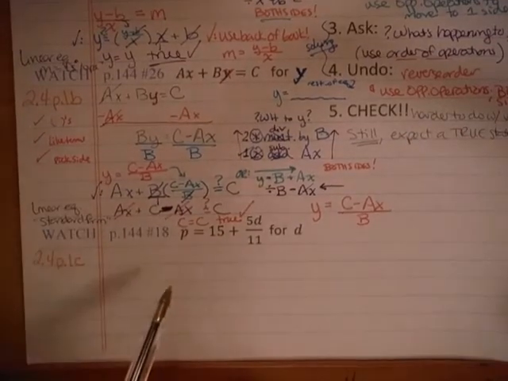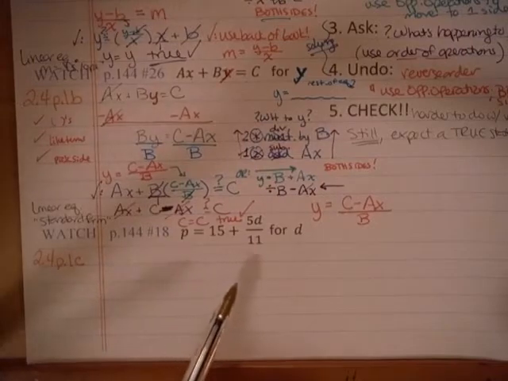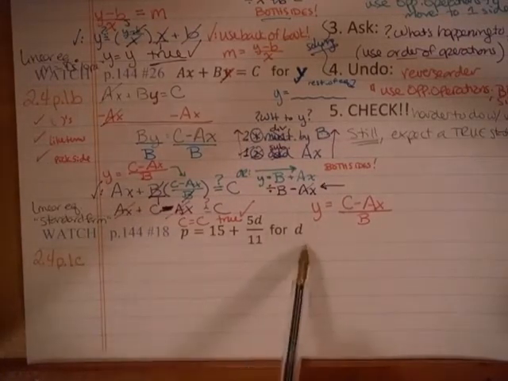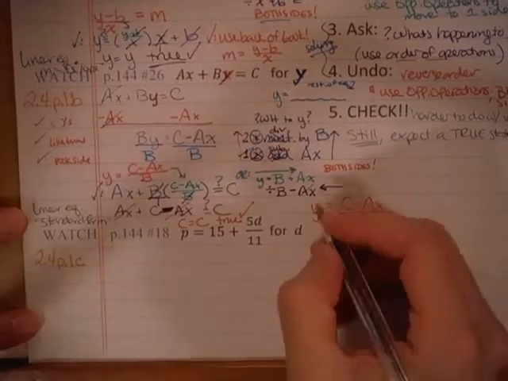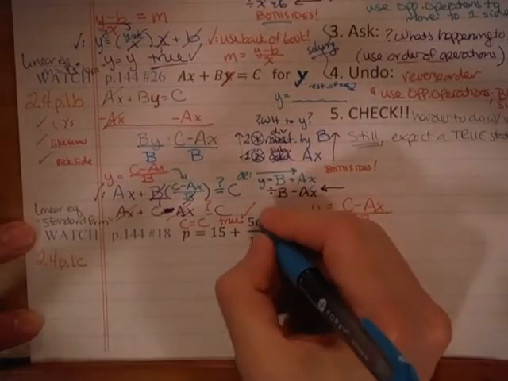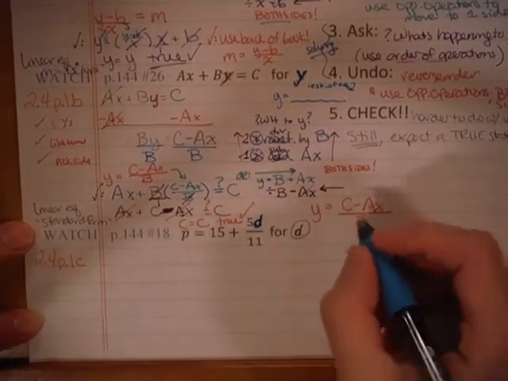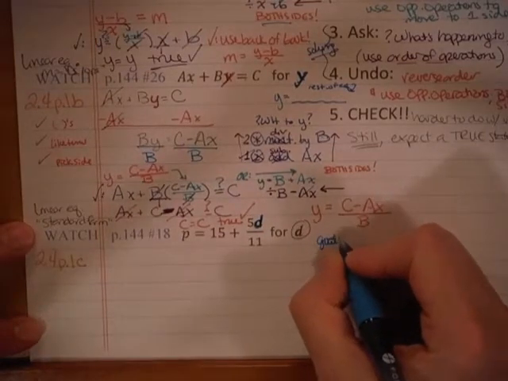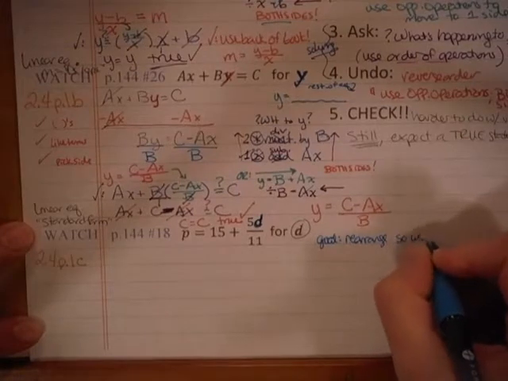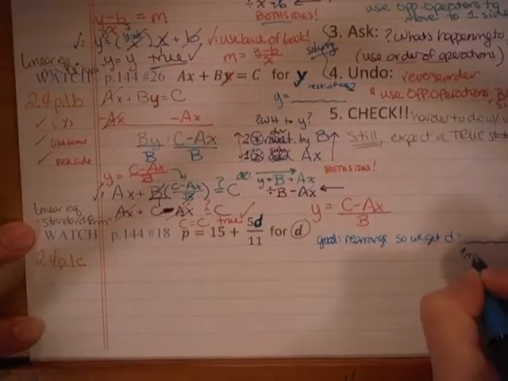So now let's look at number 18, and remember what the directions were. They were to solve this equation for the specified variable. So in this case, we're going to solve for d. So let's highlight d here in our equation. So we want to rearrange. Our goal here is to rearrange so we get d equals, and this is the rest of the equation.